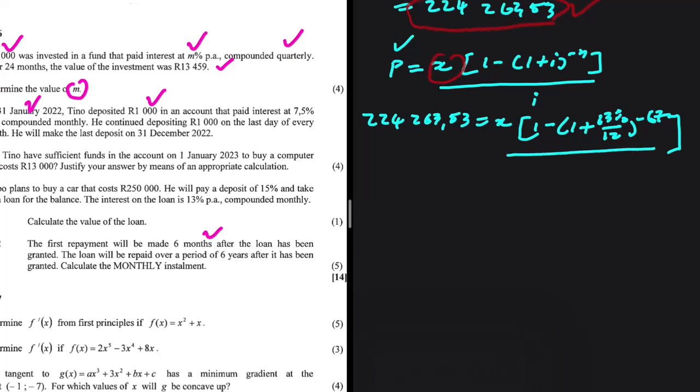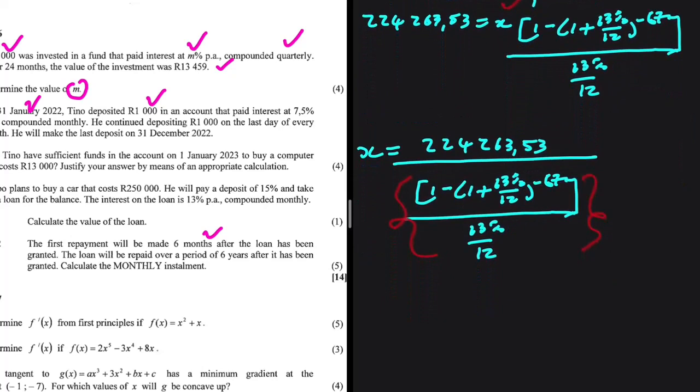We are dividing everything by the interest, which is 13% divided by 12. We want to find the value of x. We shall divide both sides by this coefficient of x. So x will be equal to 224,263.53 divided by the coefficient of x. This will be equal to 4,724 rands 96 cents.